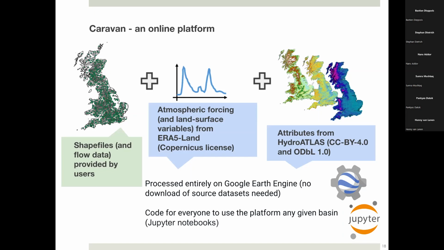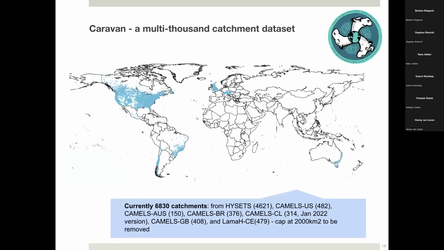And the code is there for everybody to use for any given basin. These datasets are global datasets, so any basin on land is covered by these two datasets and can be uploaded, and attributes and forcing can be retrieved. And for this, we use Jupyter notebooks. So this was the platform.